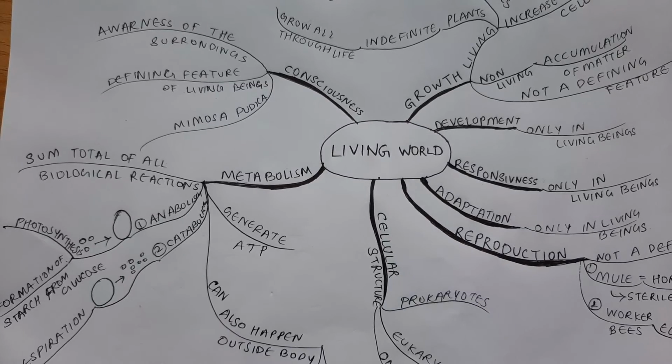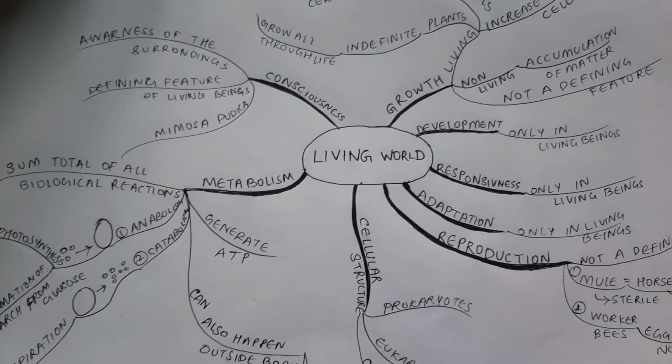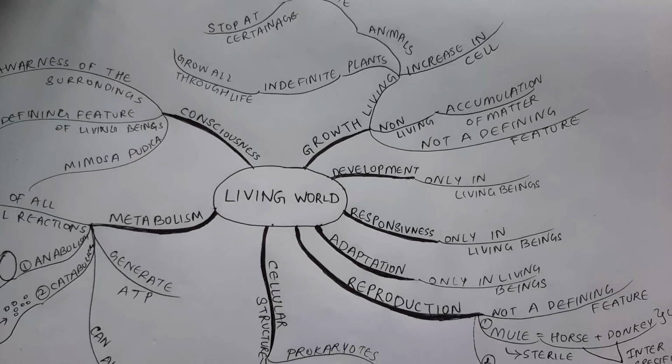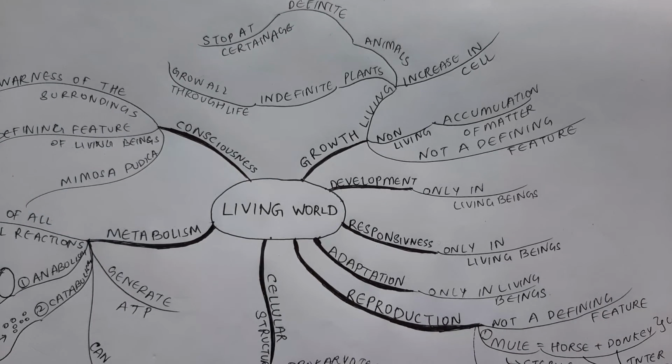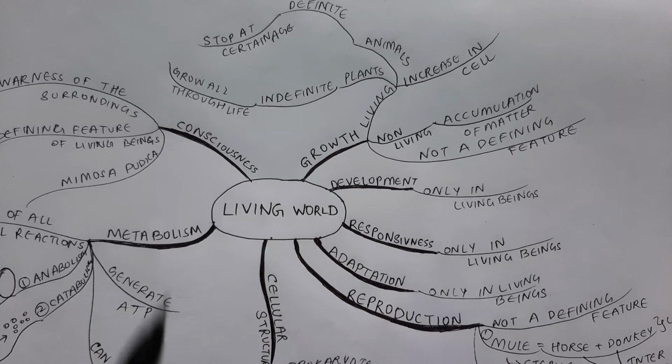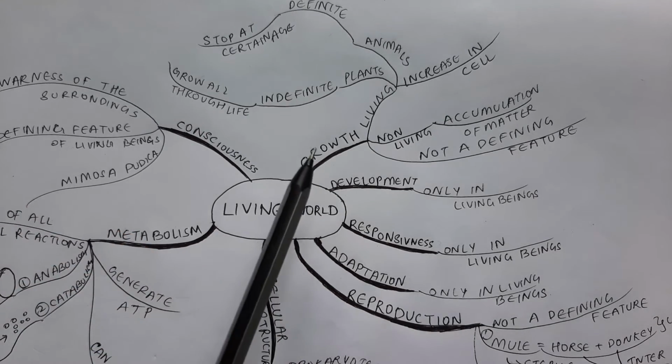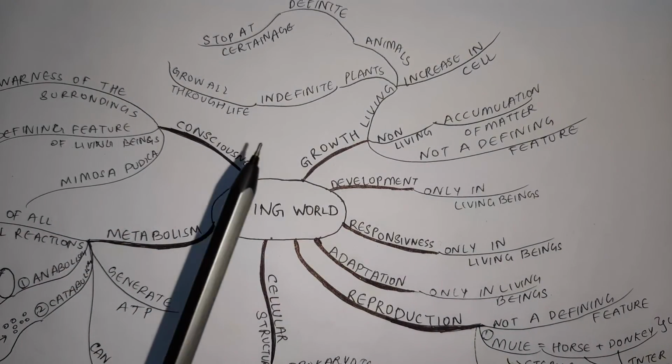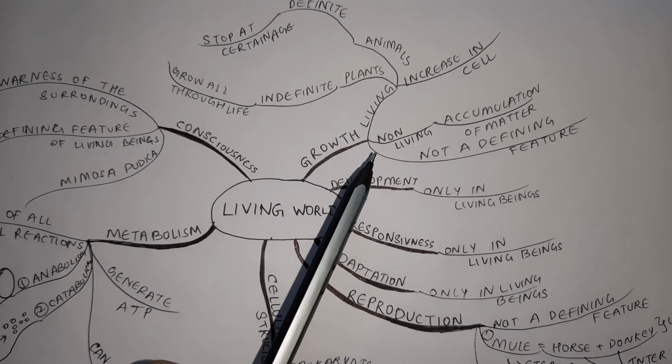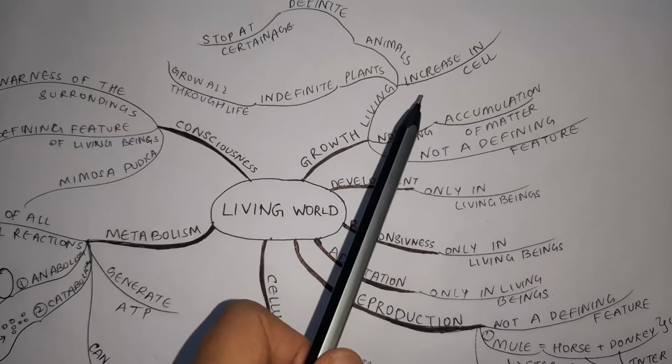So, this was the first topic in the chapter Living World. We will revise it fast. We have first discussed all the features which could be seen while defining a living organism and a non living organism. The first one was growth, in which there is a difference between living and non-living. In non-living, it is just accumulation of matter.